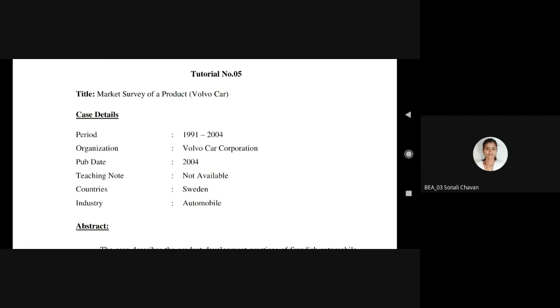Because suppose at the start of your industry, before you set your goal, you have to take the market survey. What is the market expected? If there will be demand from the market, definitely your product will be sold in the market, or the demand will be increased.